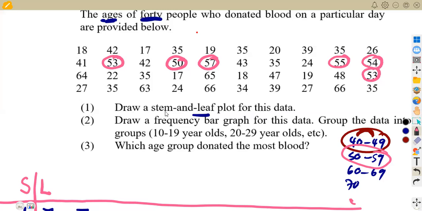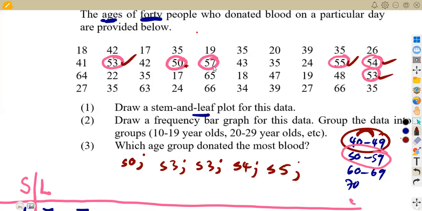Okay, so let's start with the smaller one, which is 50. Remember that number was a 50 here. So that's the smaller one. So you're going to have 50, followed by 53, which is the same as this one, followed by 54, followed by 55, followed by 57. So this is what you're going to have at the end.